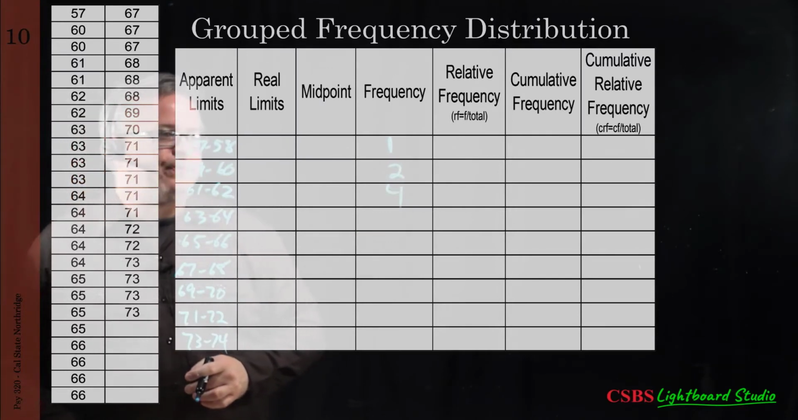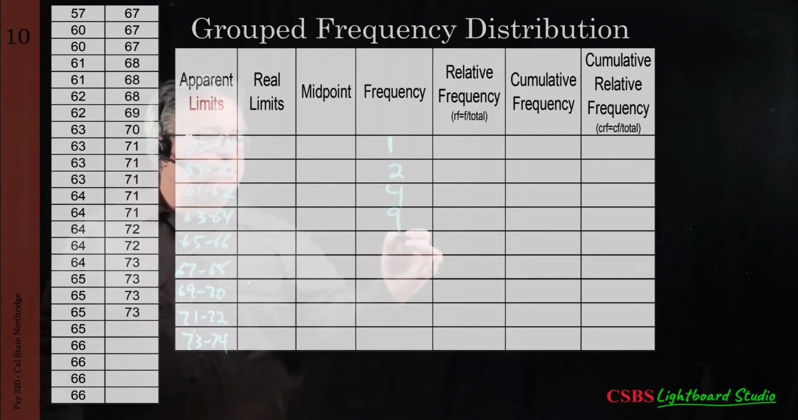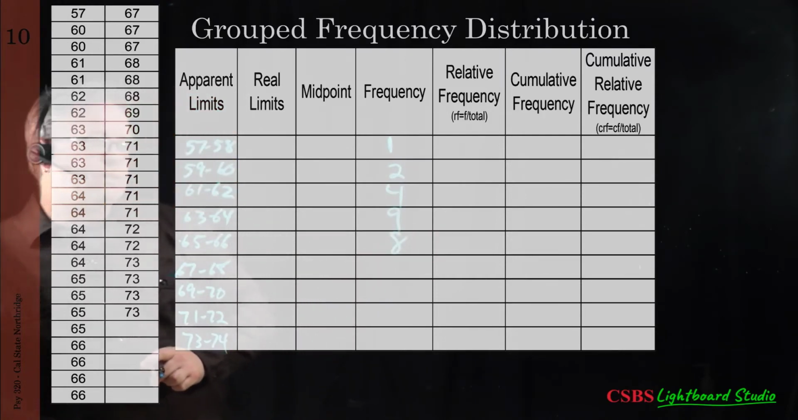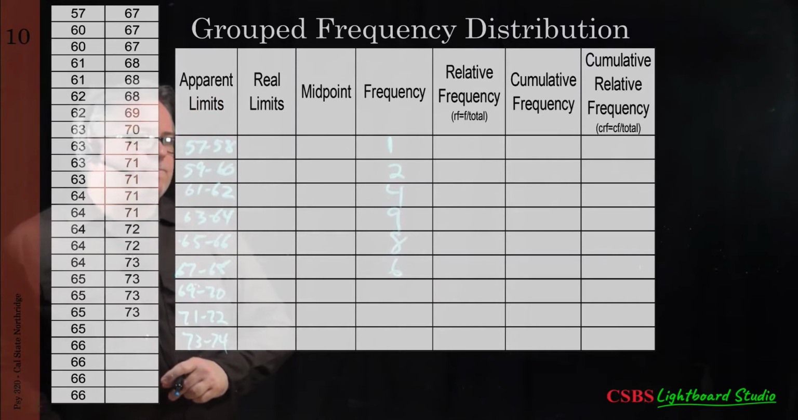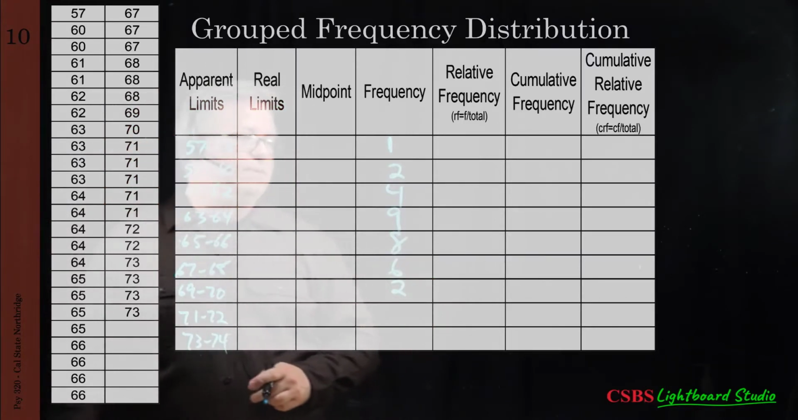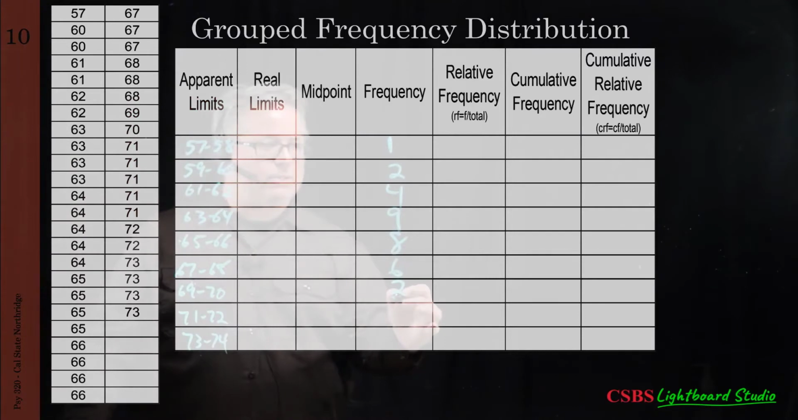63, 64: there are 4 63s and 5 64s, so there's 9 there. 65, 66: there are 4 65s and 4 66s, so there's 8 of these. 67, 68: looks like 3 and 3, so there's 6 of those. 69, 70: there's only 2, one 69 and one 70. 71, 72: there are 5 71s and 2 72s, so that's 7 of those. And 73, 74 is just 4 73s. So that's it.